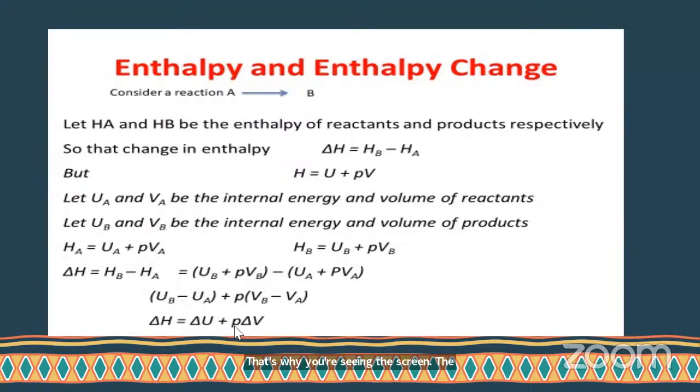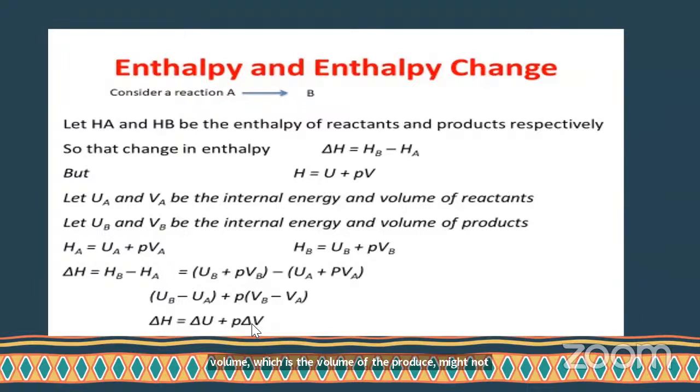Pressure. So in all, what we are saying is this: the change in enthalpy is equal to the change in internal energy, because this change involves both the reactant and the product. That is, the internal energy of the product minus the internal energy of the reactant will give you the change in internal energy, plus the pressure, which is a constant, times the change in volume, which is the volume of the product minus the volume of the reactant.